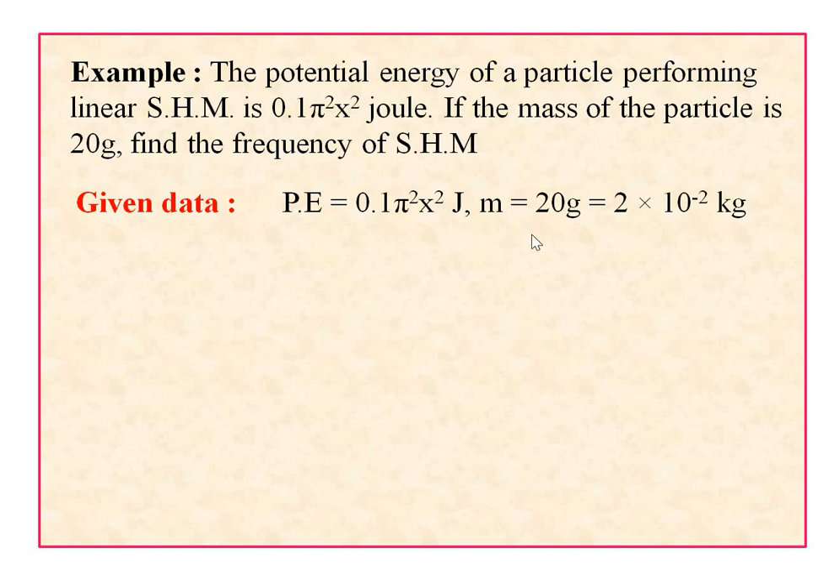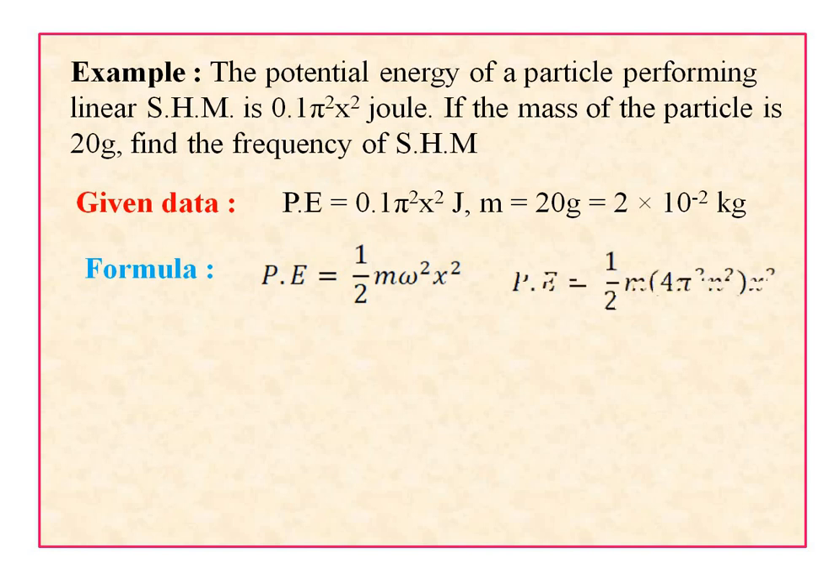Mass is 20 gram, which converted into SI units becomes 2 into 10 raised to minus 2 kilogram. Now we write the formula for potential energy: 1/2 m omega square times x square. Omega, as we know, is 2 pi n. Putting the value and squaring, potential energy is equal to 1/2 m times 4 pi square n square into x square. Comparing, 1/2 m 4 pi square n square x square is equal to the given 0.1 pi square x square.